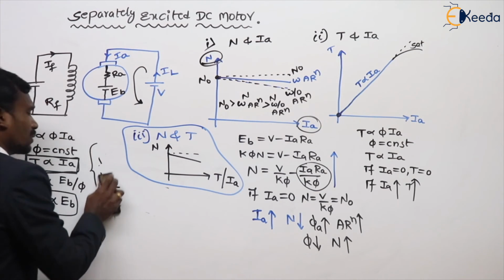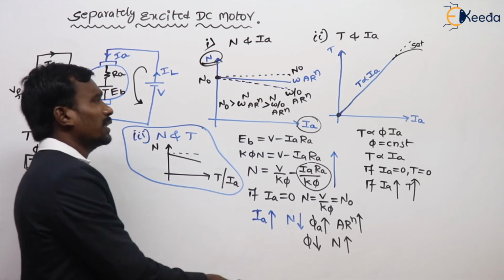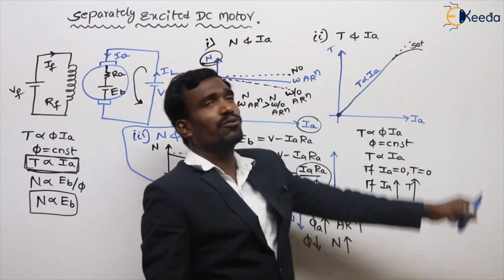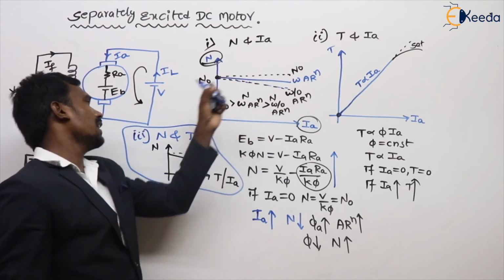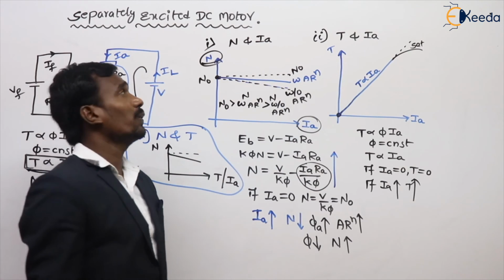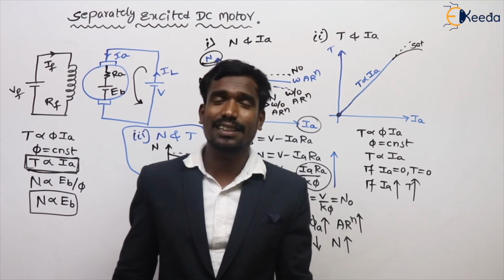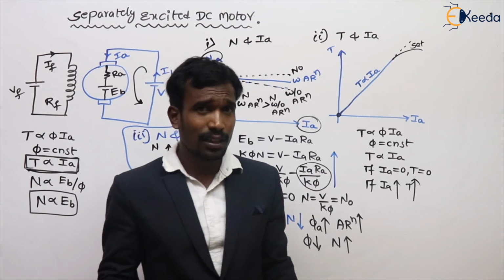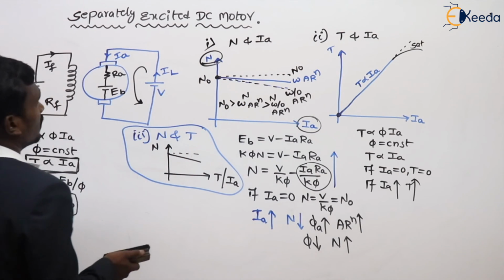So we are going to draw only two curves. One is for speed, the other one is for torque. And the combination, the speed versus torque, is similar to speed versus IA for the separately excited DC motor. Right? Is it clear? So this is very important.